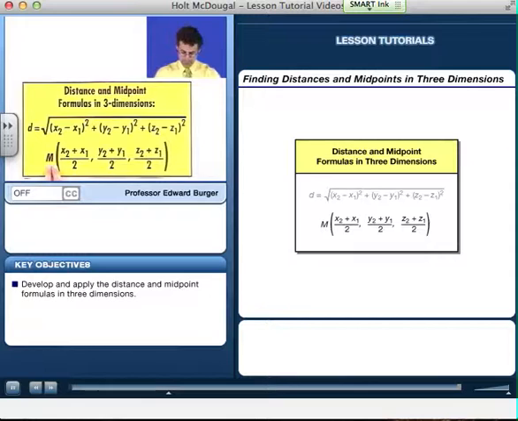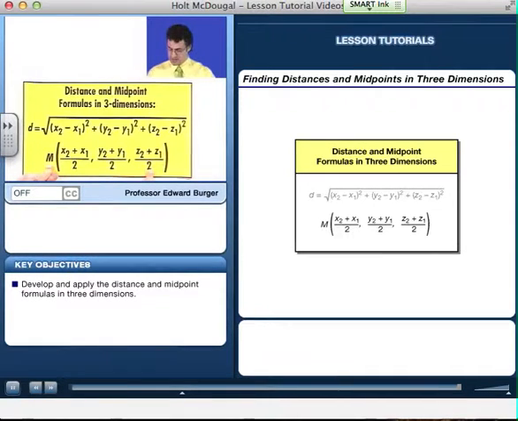So in fact, the midpoint is going to be (x2 plus x1) divided by 2, (y2 plus y1) divided by 2, (z2 plus z1) divided by 2. It's just the average of each coordinate, and that's the middle point.